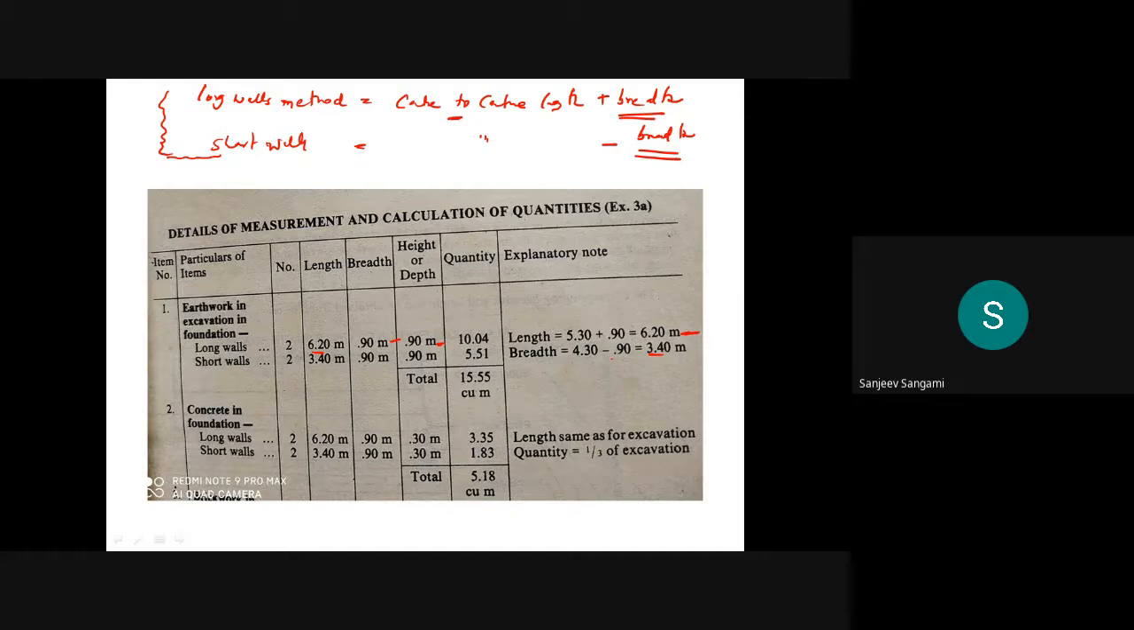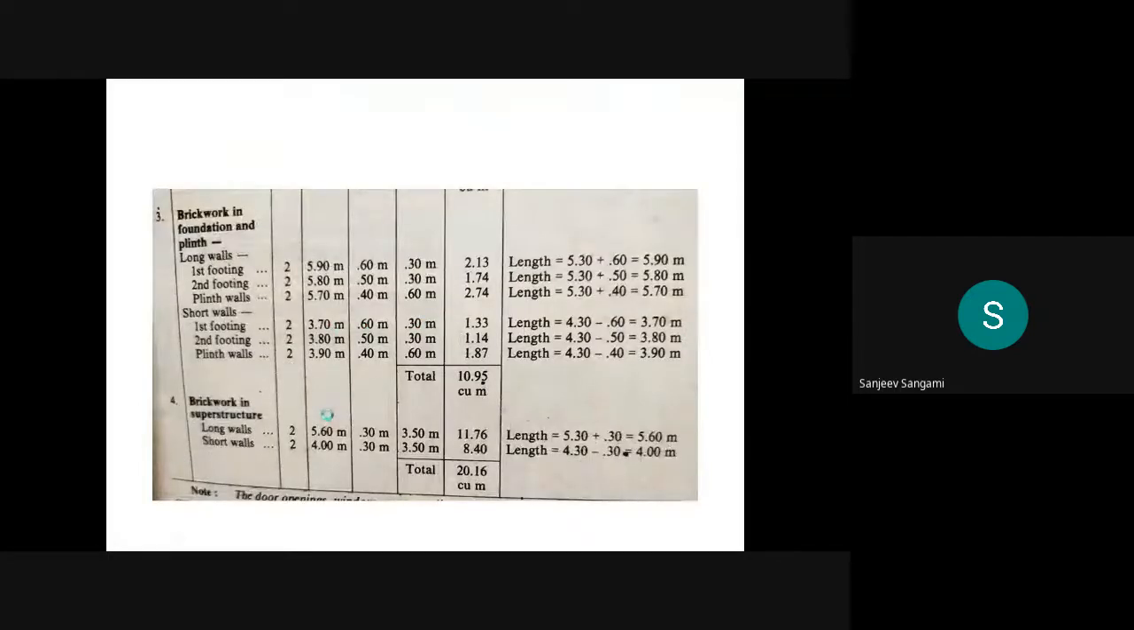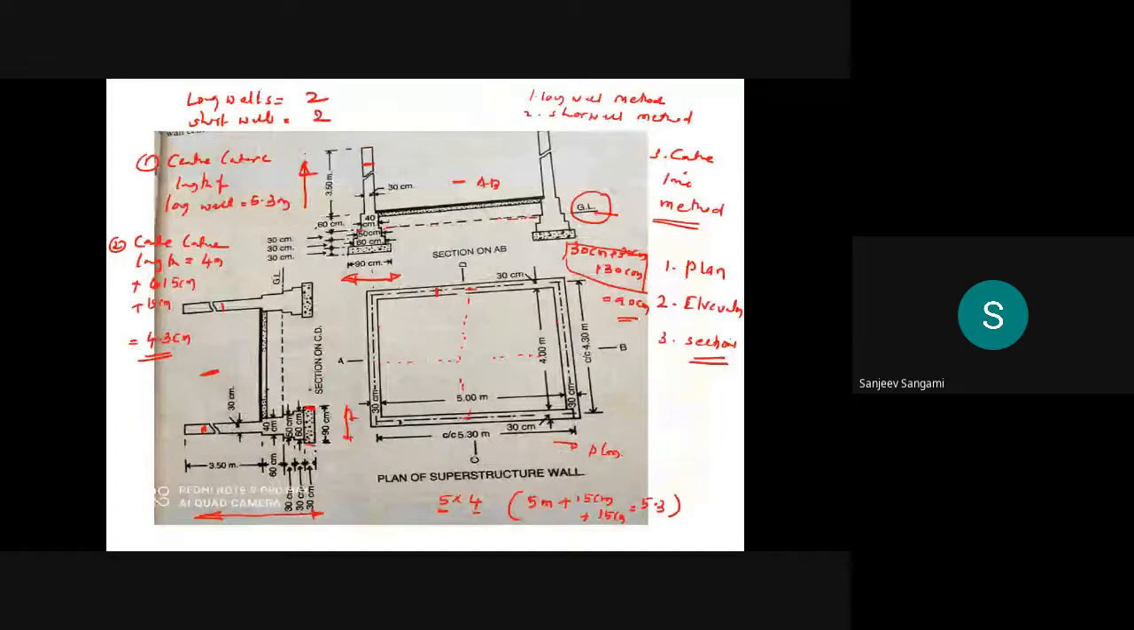Then, of course, you convert this into meter cube. That is, length is in meters, breadth is in meters, and height is also in meters. Then you calculate this in terms of meter cube. I already said that even in your examination, you have to calculate everything in meter cube only. So length and breadth we have calculated. This is up to excavation. Then concrete in foundation. I have shown how much concrete we have placed here.